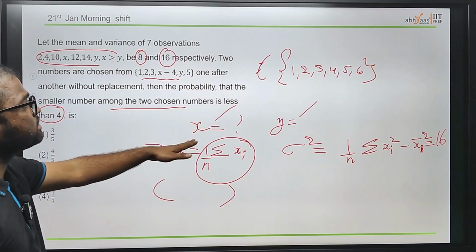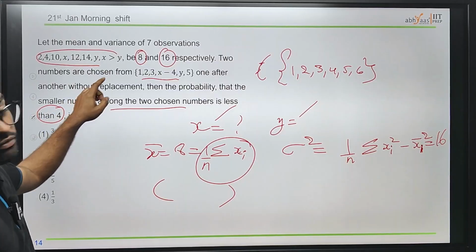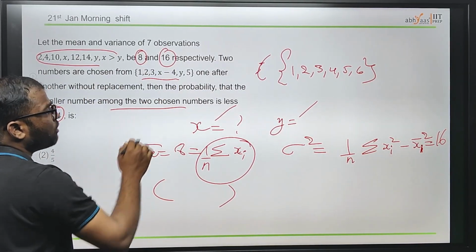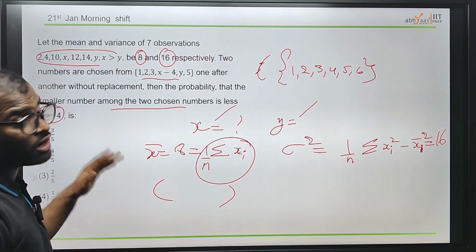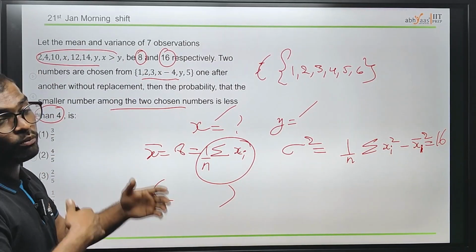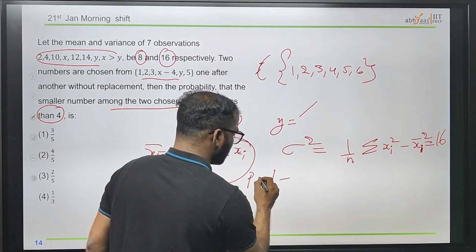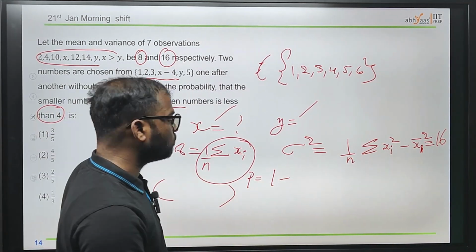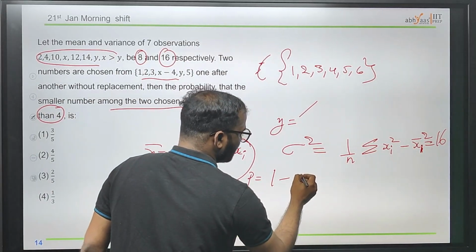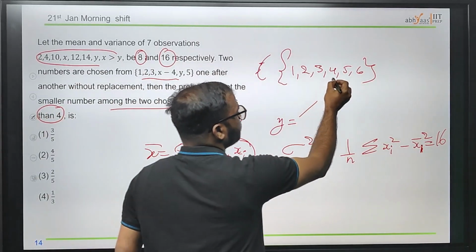Now from this set, two numbers are chosen one after the other without replacement. Then we have to find the probability of that. In order to find the probability that the two chosen numbers are less than 4, we'll just find the complement, which is 1 minus the probability of greater than or equal to 4, which gives us 4, 5 and 6. We have to choose from here.